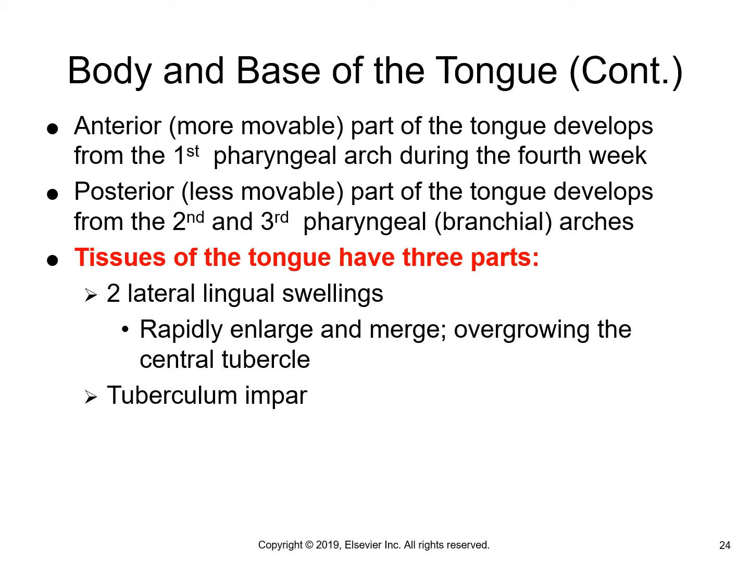The anterior, more movable part of the tongue develops from that first pharyngeal arch during that 4th week. And then that posterior part, or less movable part of the tongue, develops from the 2nd and 3rd pharyngeal or branchial arches. The tissues of the tongue have 3 parts. There are 2 lateral lingual swellings. These rapidly enlarge and merge and overgrow the central tubercle. This kind of develops from that tuberculum impar.